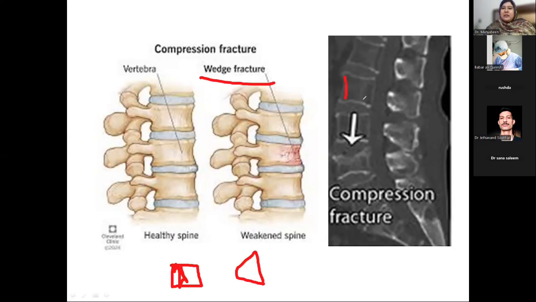See, this is a normal vertebral block, a beautiful square shape. But see here, this one has a wedge shape. This is a fracture involving just the anterior column. So this is a fracture known as the compression fracture. Can I ask what the vertebral level is?